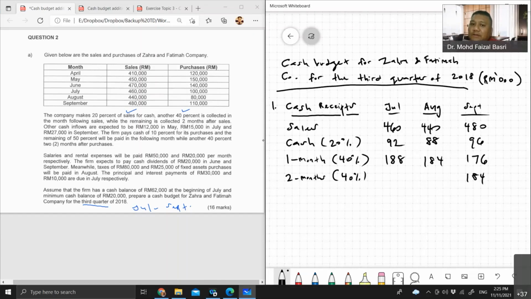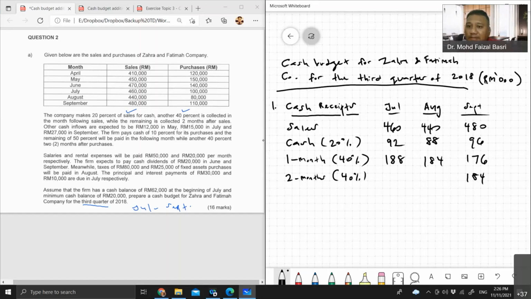Okay, so what does it mean? Even though the sales happen in July, 460,000 in total, only 20% is received immediately, and the balance, 80%, will be spread over the following month and 2 months after. And that's how we record. The recording part is important. Remember the rule: make sure the timing is correct and the value is correct. Timing, like I said earlier, because it is split between cash 1 month and 2 months. And in terms of value, make sure your ratios are correct according to the respective months.